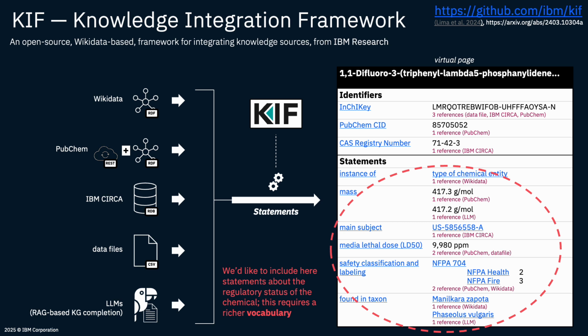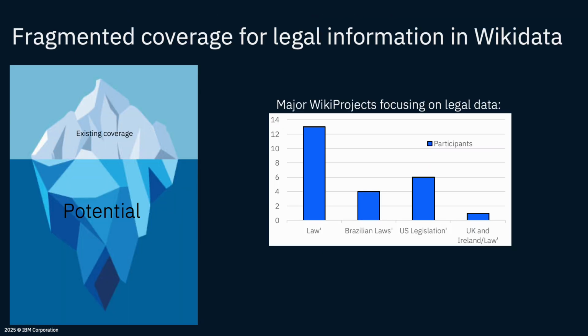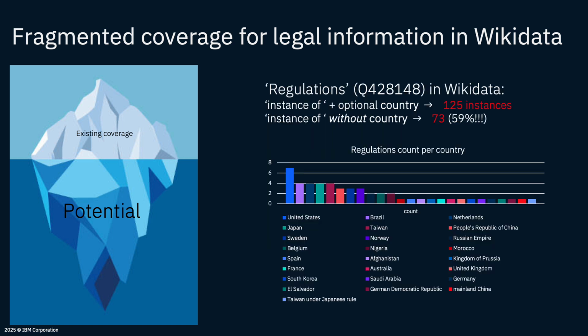But unfortunately, this has proven challenging, as Wikidata currently lacks a rich vocabulary for describing in detail the content of regulations, bills, laws, etc. Upon exploring Wikidata, it became apparent that, although the potential is definitely there, the current coverage for legal information is very fragmented and inconsistent. For example, we only found a handful of wiki projects focusing on legal data, and for each and every one of them, the number of participants was really low.